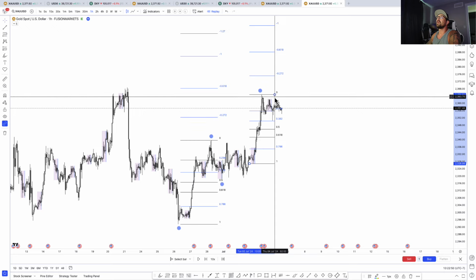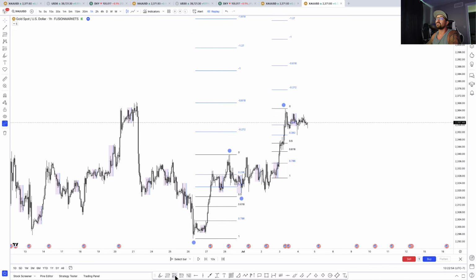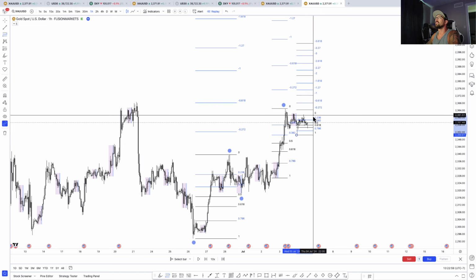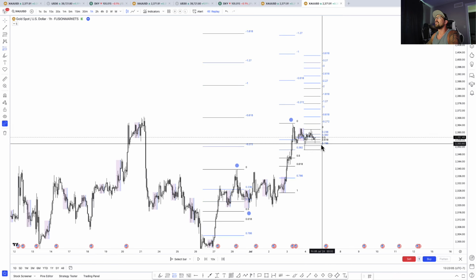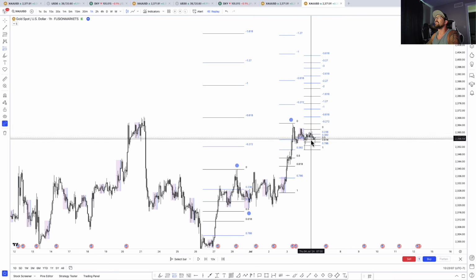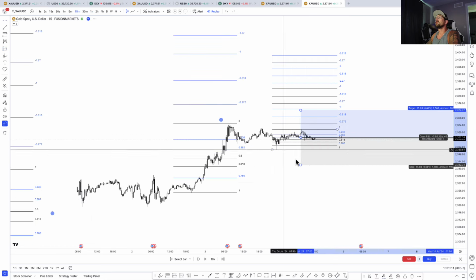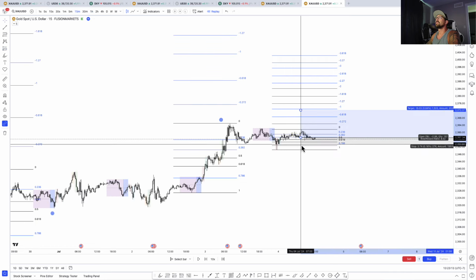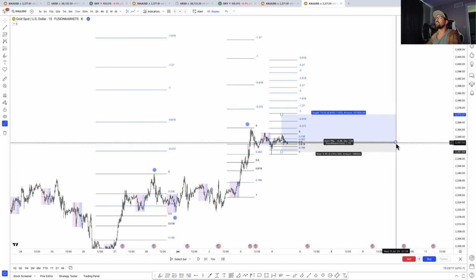So now you can kind of see this last reaction came from our 382 and this entry's super simple. I can pretty much enter anywhere from the 382 and below. So I took this entry on the 50, I want to say. And if I remember right, the coverage was a bit big on this one. So nothing fancy. This is just a pro order flow trade.